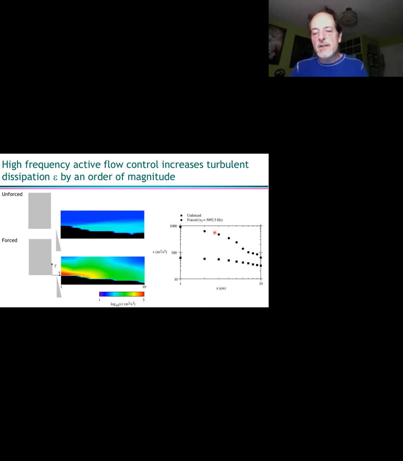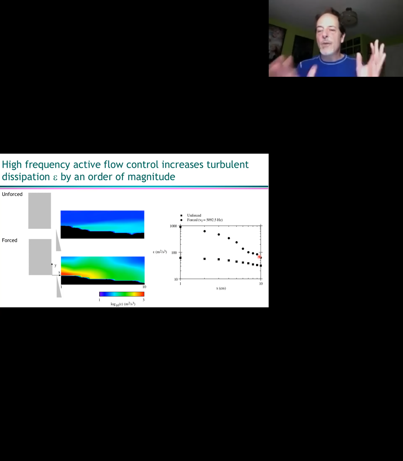And if you plot this on a linear scale now, or on a log scale, here I'm basically just looking at the center line along y equals 0. You see that this is close to the actuator. This is more than an order of magnitude higher when you force it, and even down as far downstream as we measured, which was 10 centimeters, it's still on the order of 3 or 4x higher in the forced case than in the unforced case. So we're obviously doing something to the flow. We're putting in these smaller mixing scales, and it's not just right by the actuators.